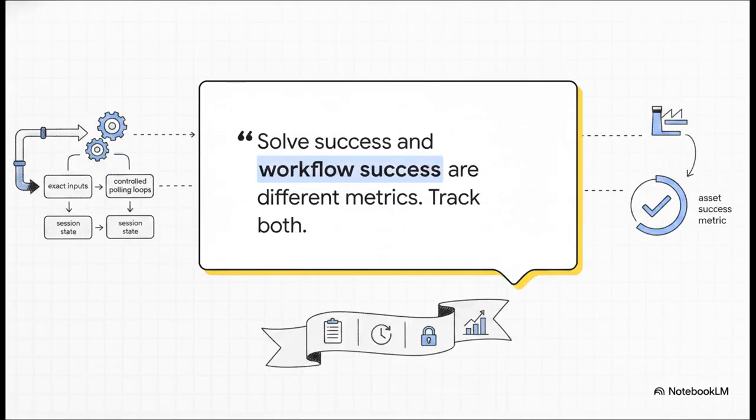I want to leave you with this final drop-the-mic thought from the source material. The real success metric is not "token received." The real metric is whether the asset materialized the expected results. If you follow this playbook, if you capture exact inputs, lock down your polling loops, fiercely protect your session state, and measure your actual asset success, your Dagster jobs are going to run quietly and reliably.